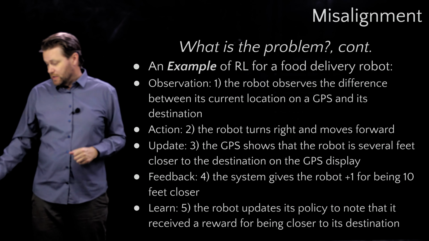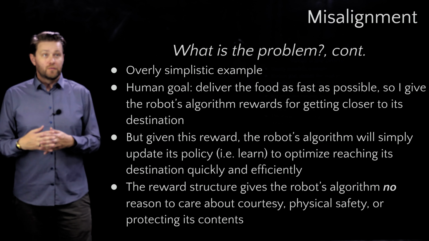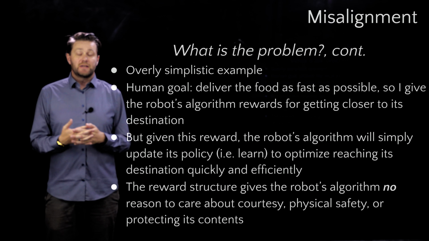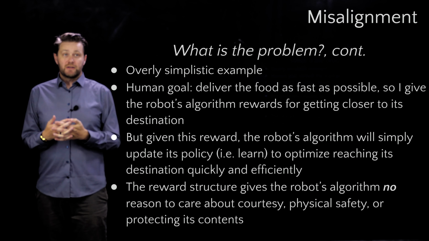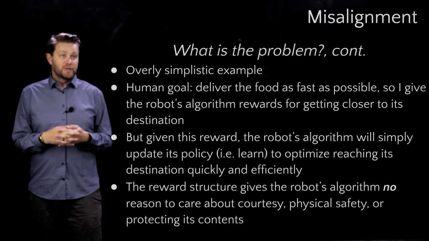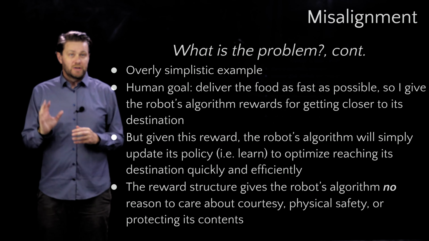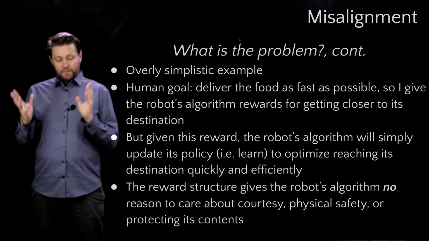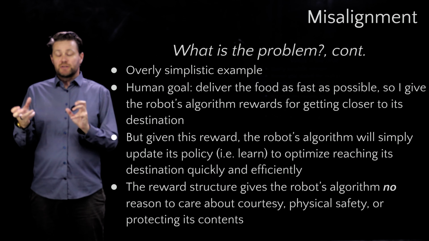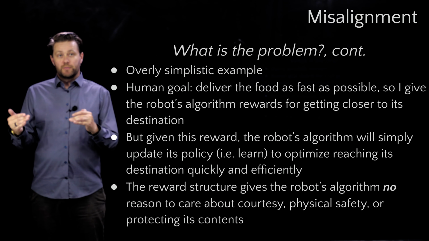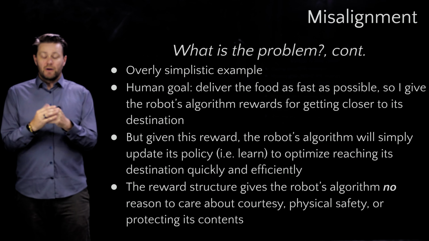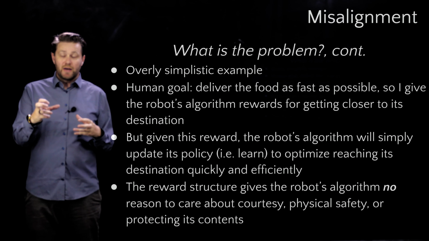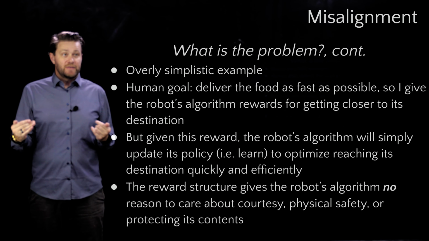Okay, so this is an overly simplistic example. In fact, if this happened the way that I just described it, this would be a disaster. This would be a business disaster and also an ethical disaster, just because of how simple it was. So, okay, in this example, and it's actually really important why it was simple, because that's the point of this video. Okay, so the human wants this robot to deliver as fast as possible, right?